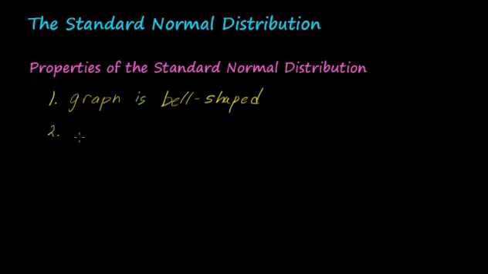The next property is that the mean is 0. So we're standardizing the normal distribution. In this particular one, the mean is always 0. And our standard deviation, sigma, is 1. And finally, same thing we've been saying is that the total area under the curve is equal to 1.